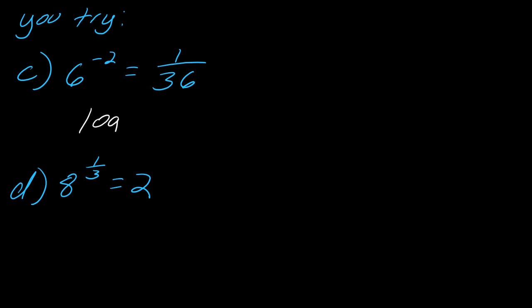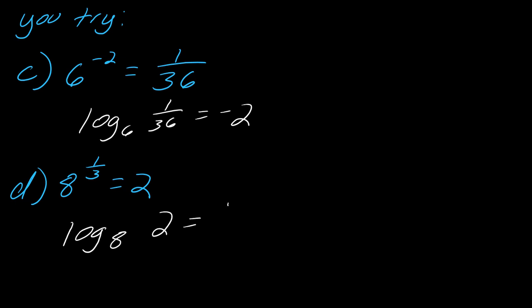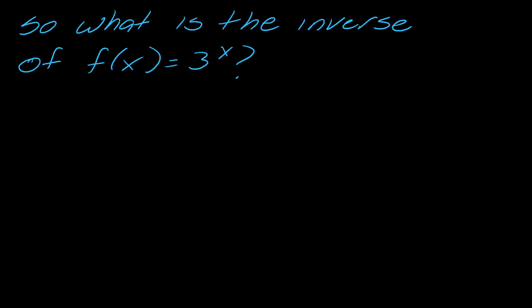So this will be log base 6 of 1 over 36 equals negative 2. And this will be log base 8 of 2 equals 1 over 3. Okay, so now that we have a basic idea of what this definition means, and you're going to practice this a lot probably, now we can talk about what is the inverse of this. So going back to this original question.